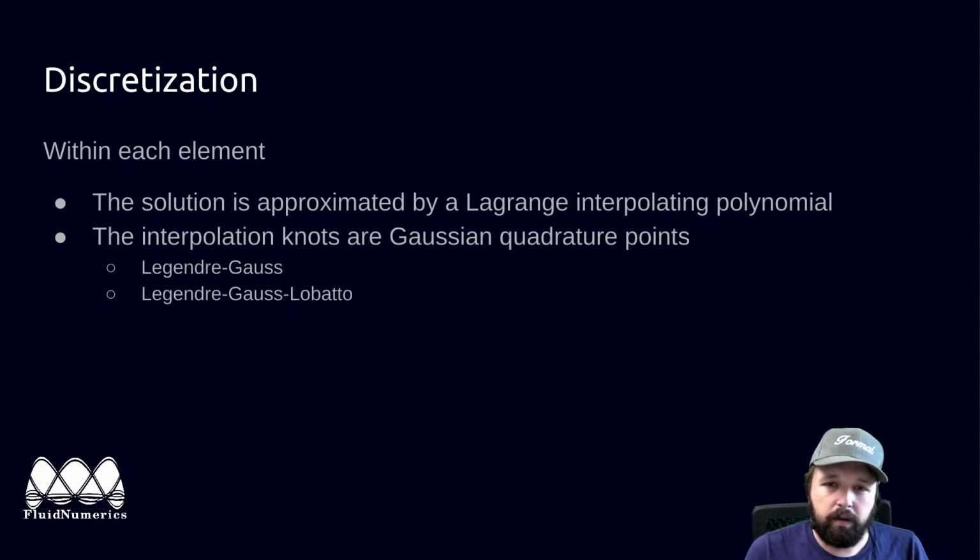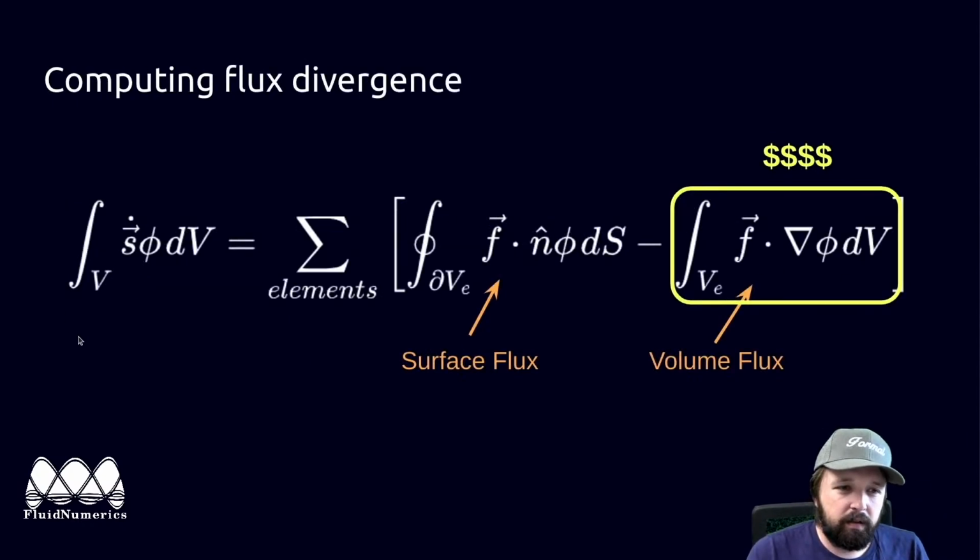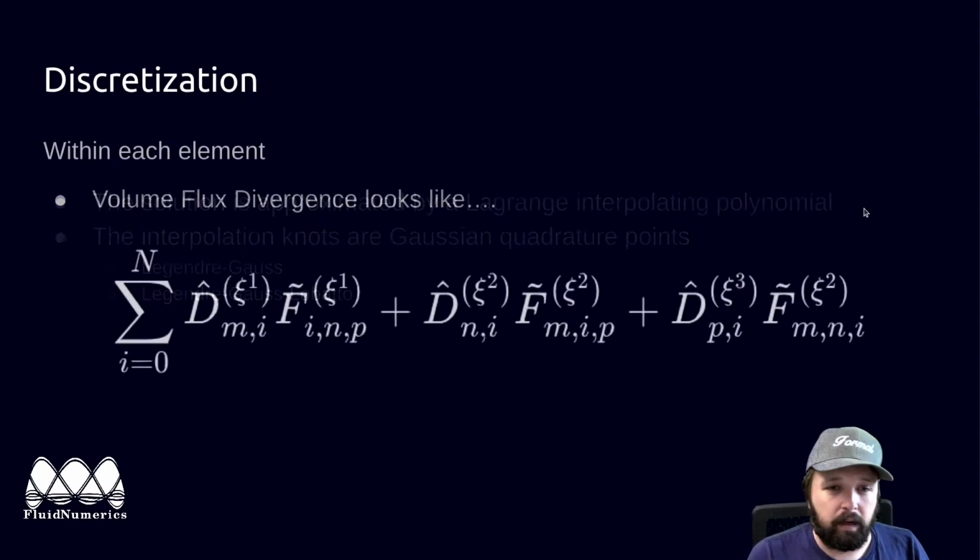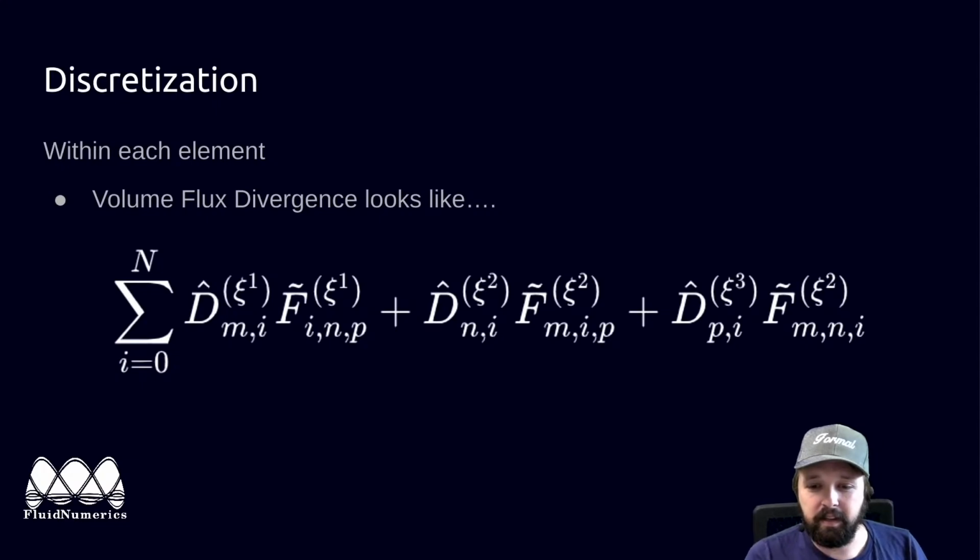Once you make these assumptions that the solution is a Lagrange interpolating polynomial and it goes to these quadrature points, we can convert this expression here, the thing that's weighted by each of the test functions. And again, we'll make each of the test functions each of the Lagrange interpolating polynomials. We can convert that continuous integral to a discrete sum. And that's what this ugly expression is here.